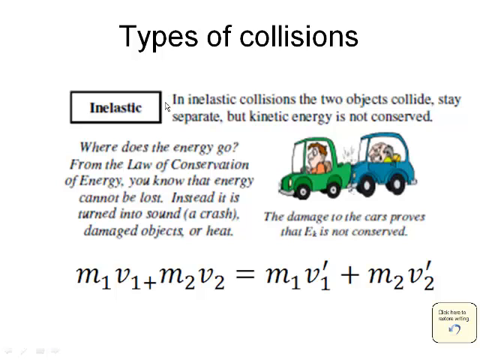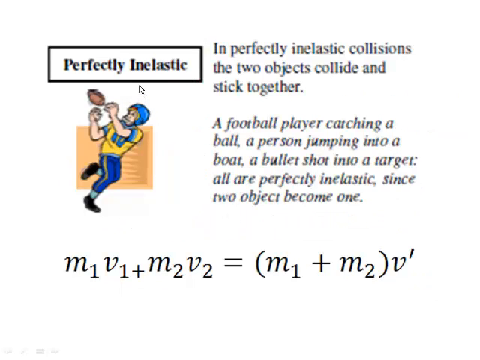Our types of collisions. The big thing to know about these is the definition of each one and how to use these equations, okay? Perfectly inelastic, remember this equation. Anytime two things are stuck together, we're going to see how we need to add the two masses and they're going to have a combined velocity.